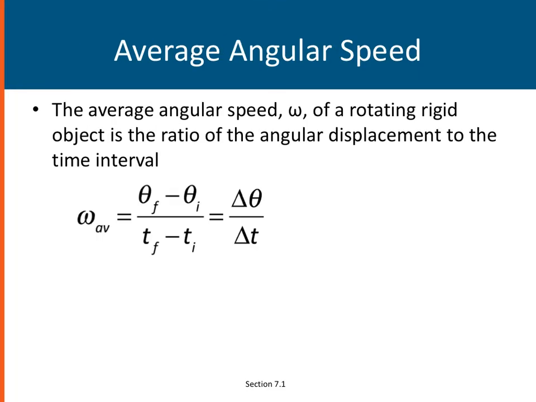So we'll start to develop some equations here. The average angular speed, omega or W, of a rotating rigid object is the ratio of the angular displacement to time. So it's the same thing. It's the change in position over time, but now we have change in angular position over time. It's the same thing as V equals D over T. It's the exact same equations, just with new variables.